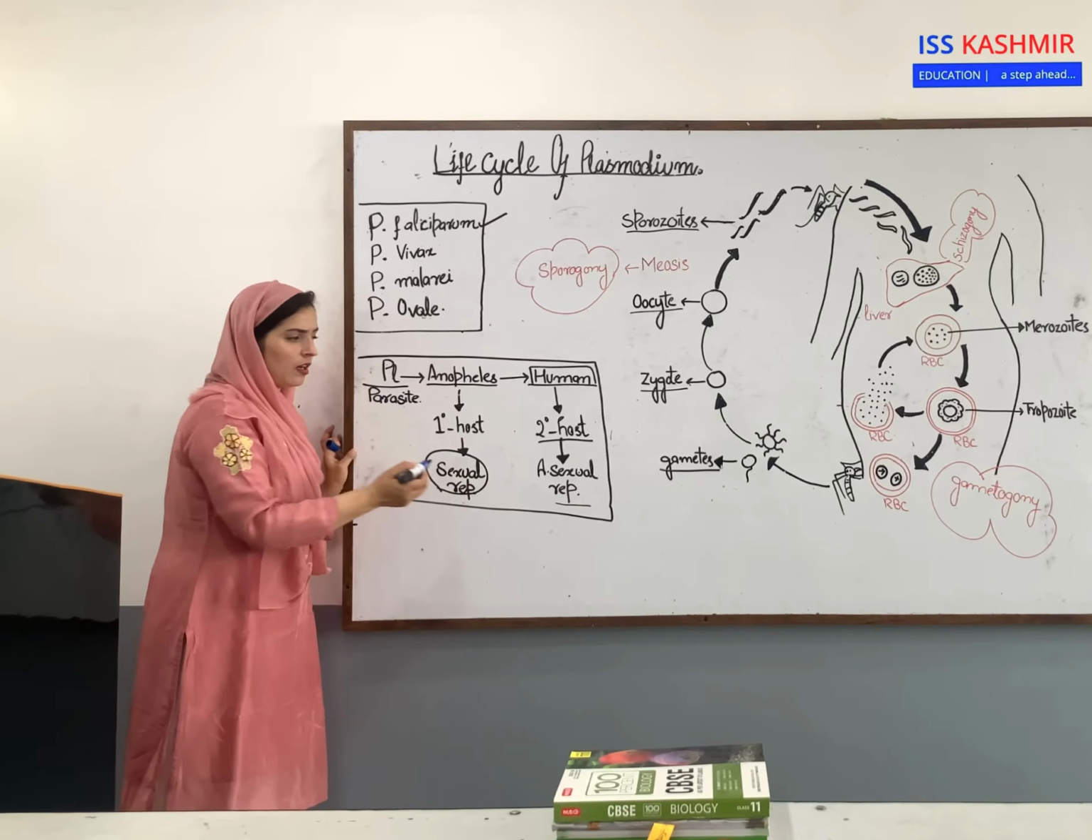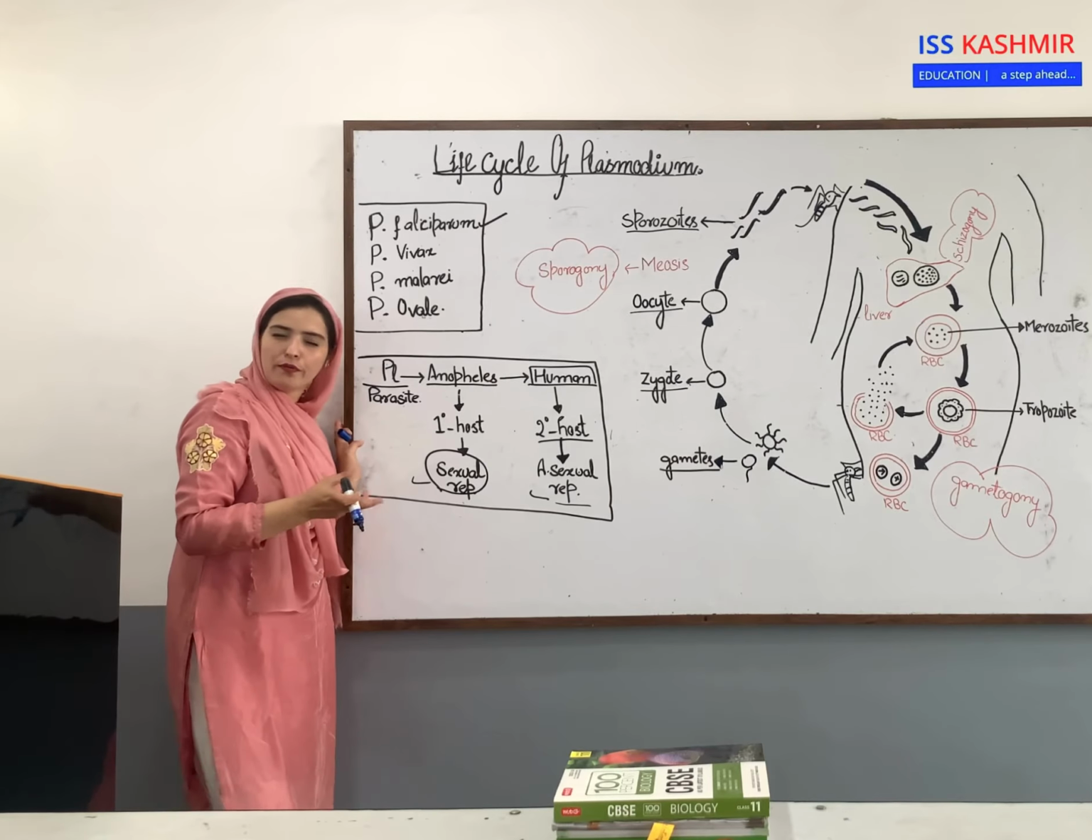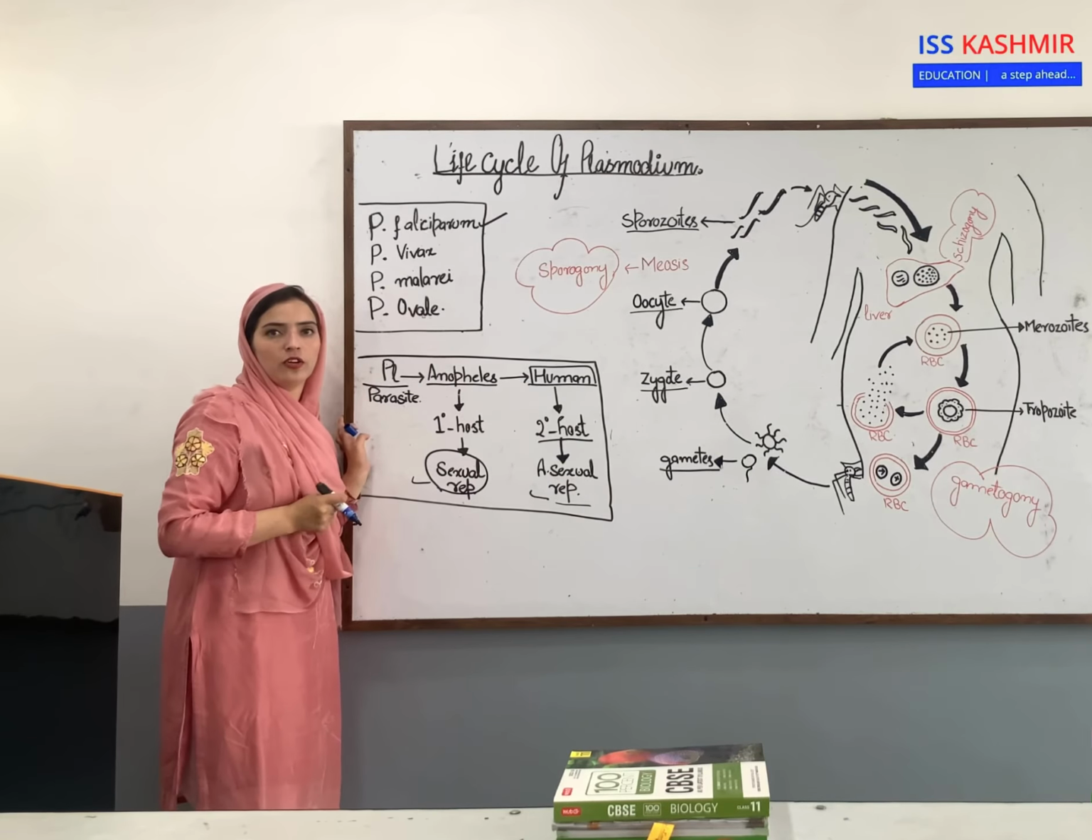How does this process occur? How do the asexual reproduction and the sexual reproduction get completed in the bodies of different organisms? Let's take a quick look at that.